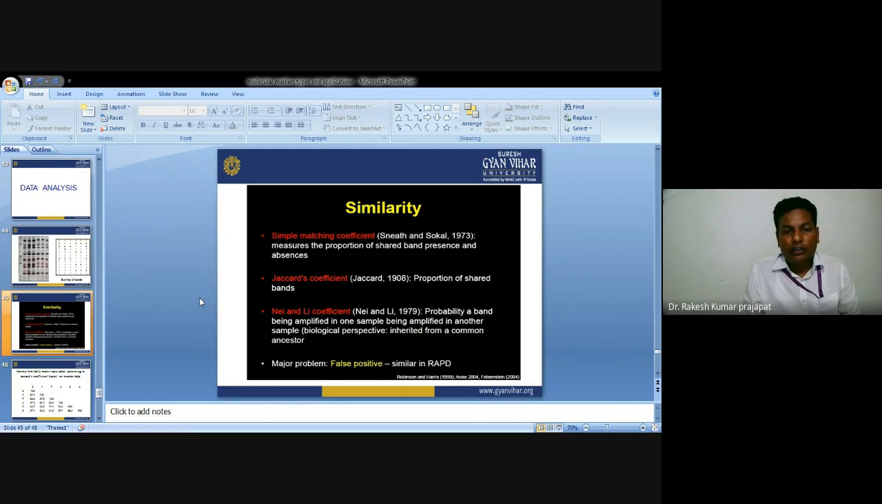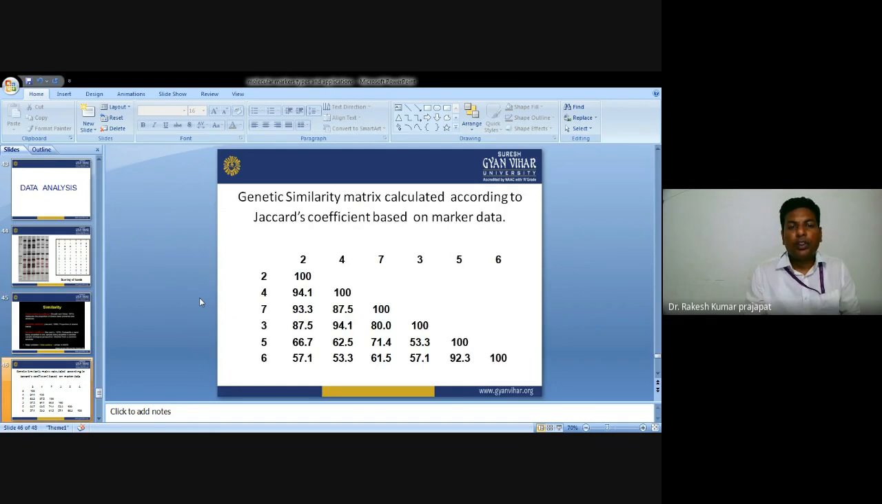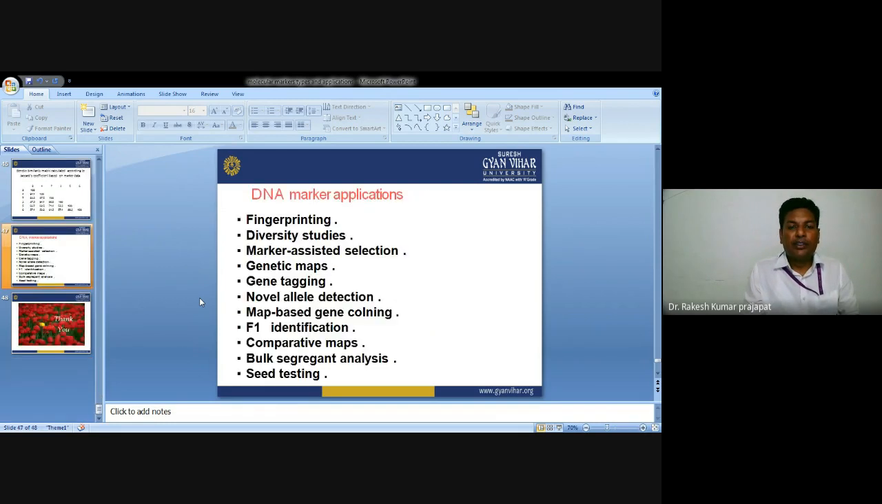The major problem is that RAPD can give false positive results, because it is PCR based, so you can sometimes get false positive results. So that is it. The genetic similarity matrix is calculated with the Jaccard coefficient based on molecular markers.